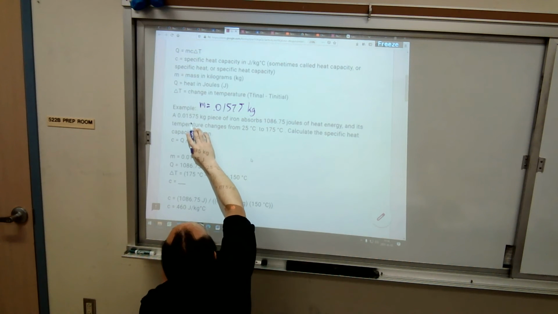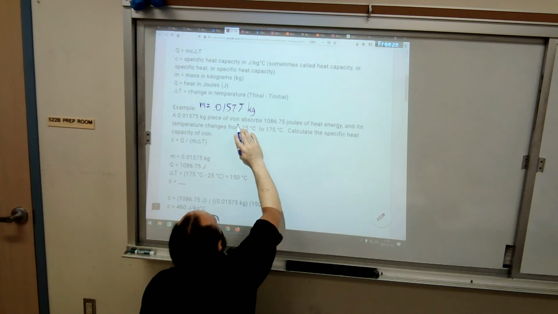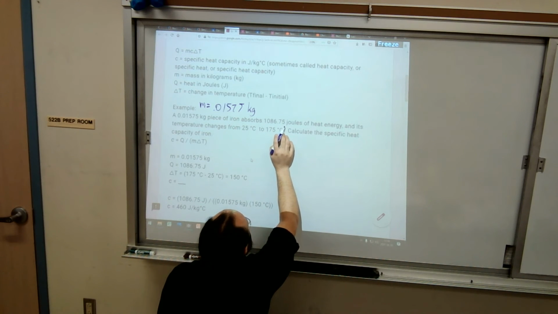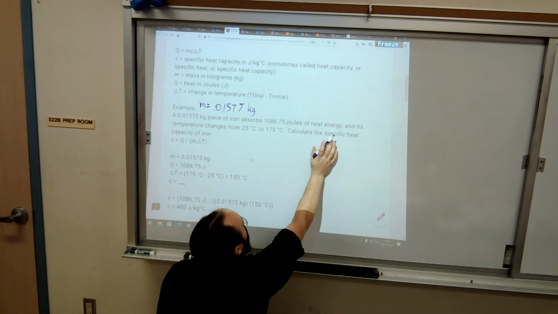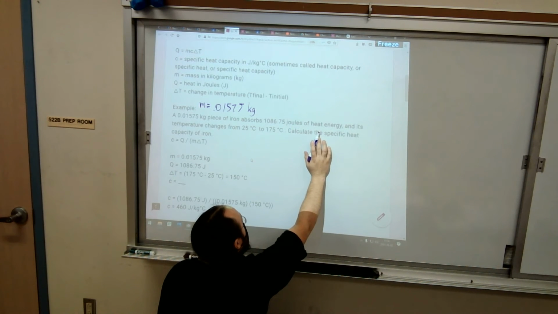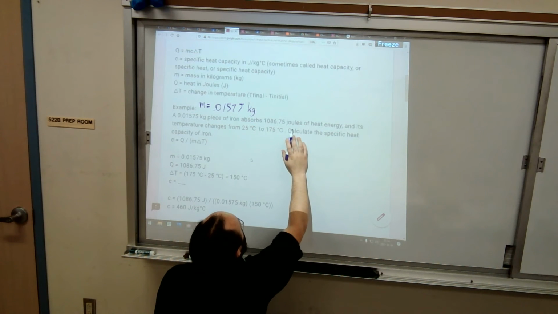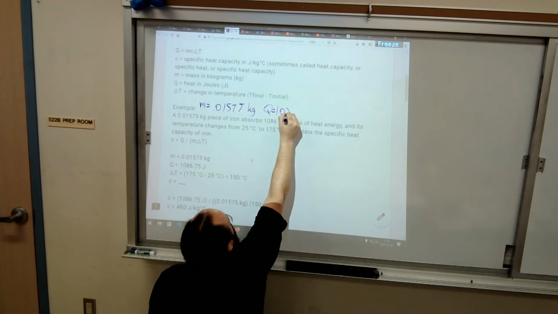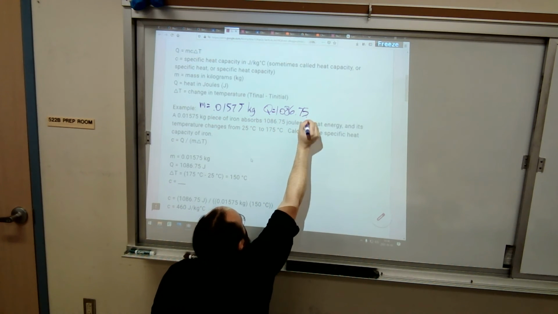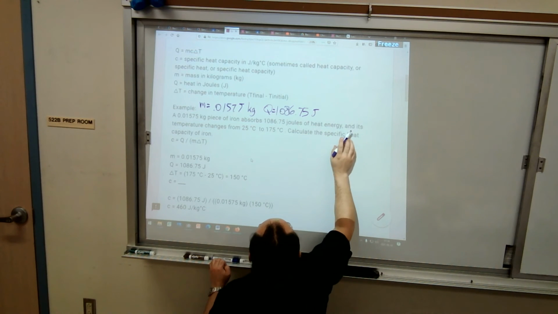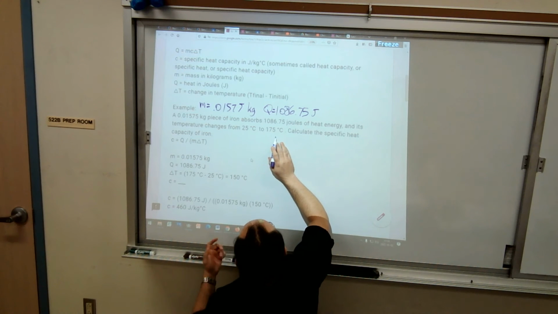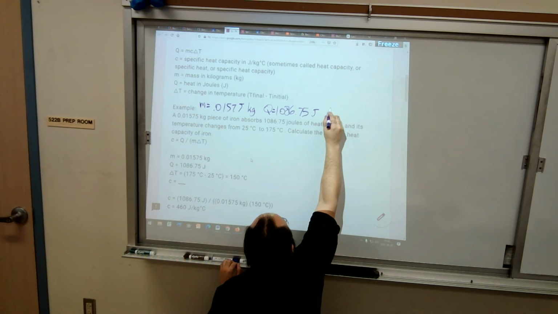A 0.01575 kilogram piece of iron absorbs 1,086.75 joules of heat energy. It said heat. It did not say specific heat or heat capacity or specific heat capacity. So this is Q, and it's measured in joules, so you know it's Q. That's how much heat it took to heat up the thing. And its temperature changes from 25 to 175. So it went up by 150.